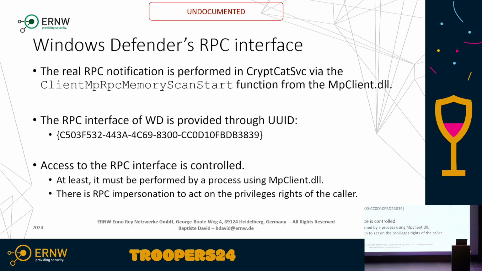And the access to this RPC interface is more or less controlled. First, you need to make the interface via mpclient.dll. Well, technically, you could try without, but there is some check. So when you call some API, sometimes Windows Defender goes in your memory space and checks who is really calling you, to check if the code is using regular stuff or not. Also, there is RPC impersonation. So technically, Windows Defender is full power on the system. And to avoid doing bad things, it is going to behave with the same privilege as the calling process, so that it is trying to reduce privilege escalation.